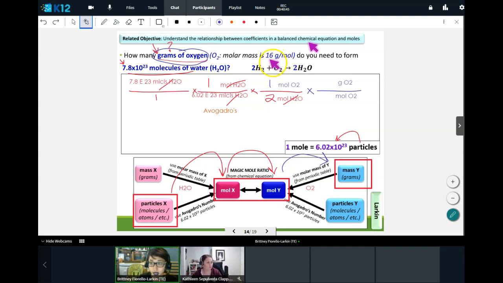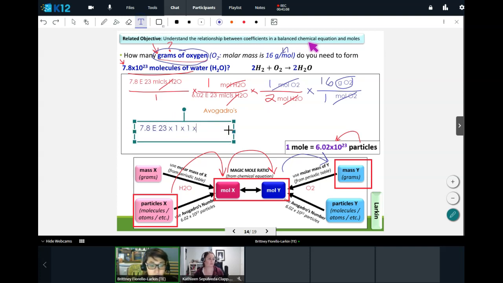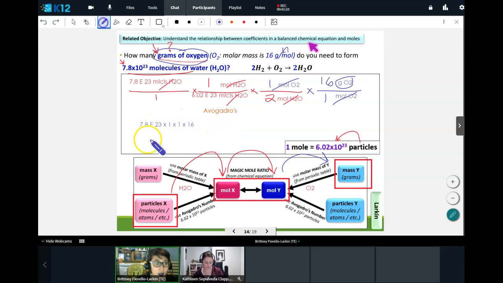Again, work quickly. We're pretty much out of time here, but I need you all participating fast. Yeah, 16. And what goes next to moles? Moles has a blank. We're always talking about a single mole here, so it's a 1. Perfect. So we've got our units locked in. Let's take a look at our numbers. On top, we should have 7.8E23 times 1 times 1 times 16. And on the bottom, we should have 1 times 6.02E23 times 2 times 1.